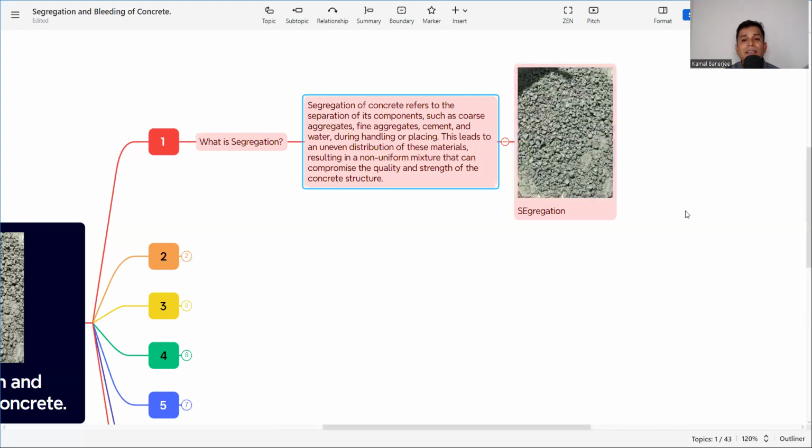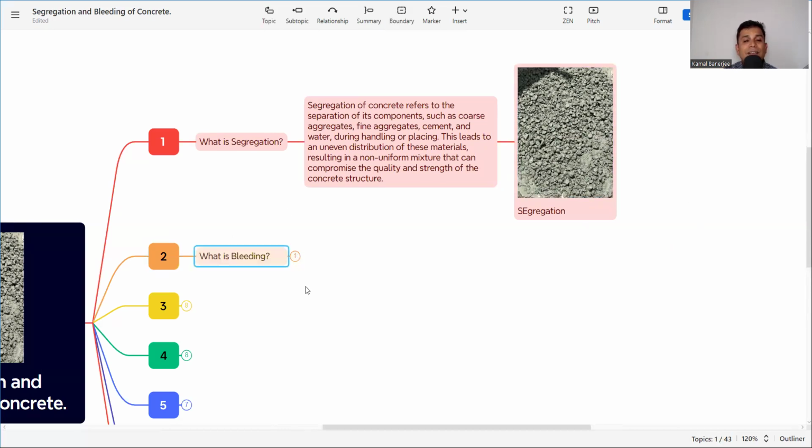See, here the coarse particles, that is the coarse aggregates, are coming above, and the water particles are separating. So this is not a homogeneous paste, and if it is not a homogeneous paste, the properties of the concrete will not be right. The water will go to one side, the slurry to one side, and the aggregate to one side. So they will not form a homogeneous paste. So that is segregation.